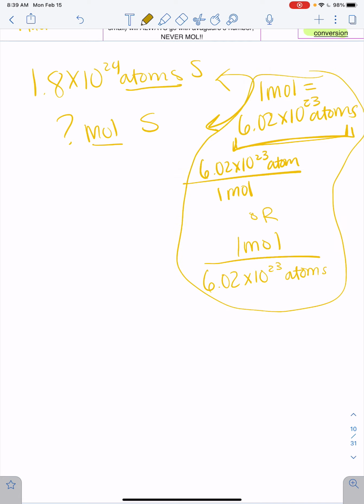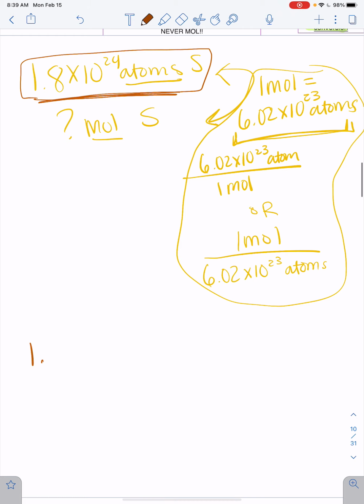So what we are going to do to start is take what you know. This is what I know. You're going to take it and write it again: 1.8 times 10 to the 24th atoms. It's very important that you put atoms and that you put sulfur. And then you are going to multiply it by a conversion factor.